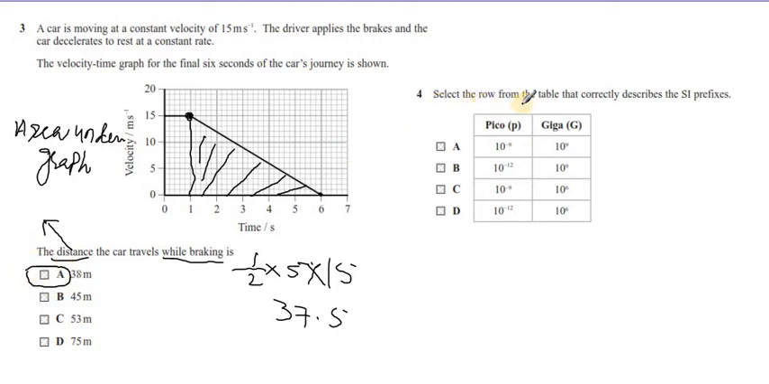Select the row from the table that correctly describes the SI prefixes. SI prefixes, this is pico. Pico means 10 to the power minus 12, and giga means 10 to the power 9. So 10 to the power minus 12, yes, option B, 10 to the power minus 12, and 10 to the power 9, so the option is B.